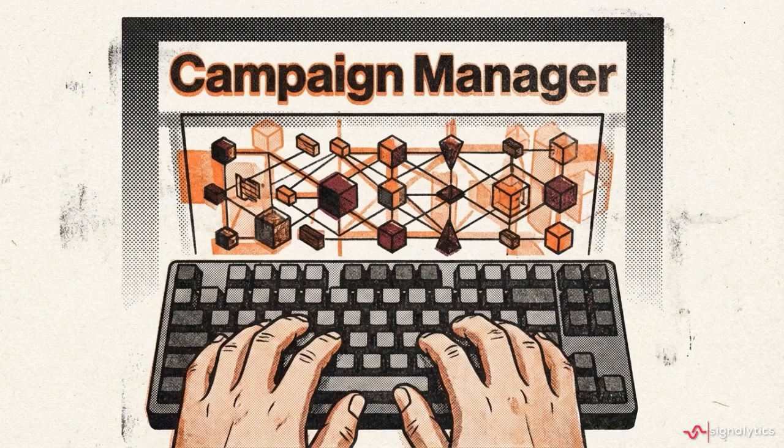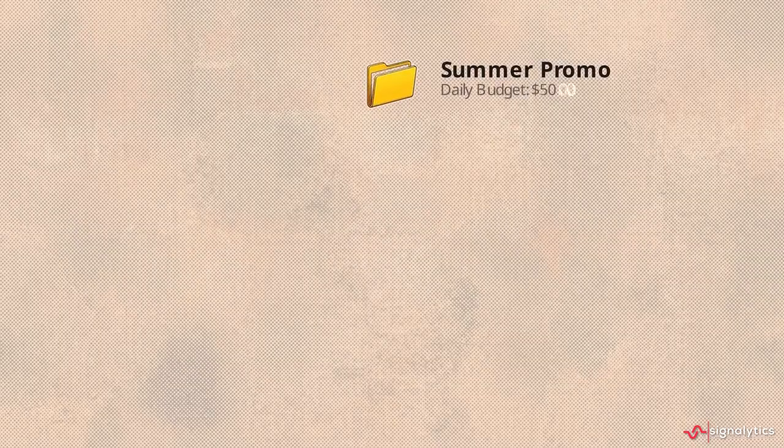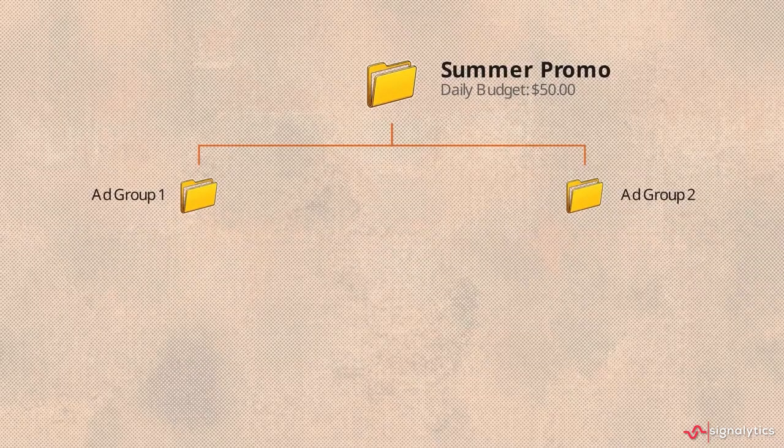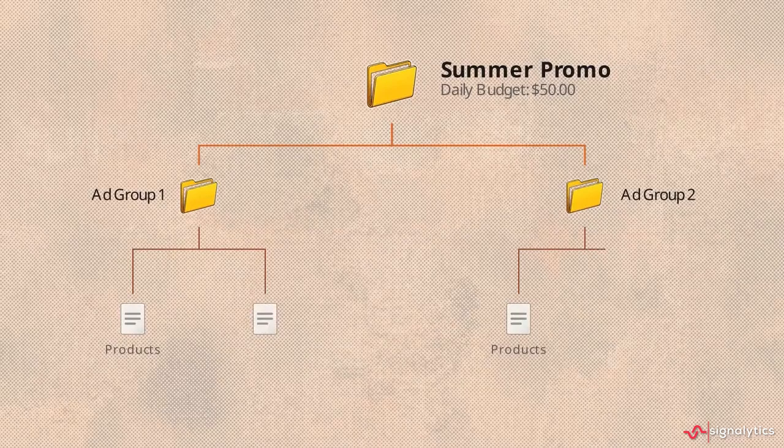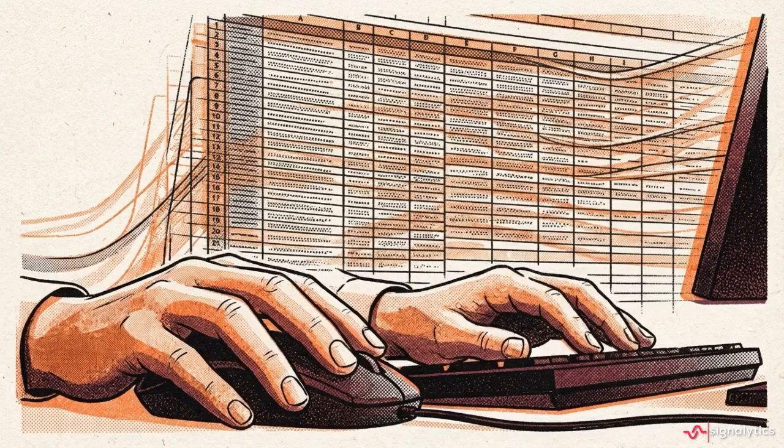Building an Amazon advertising campaign has always been a deliberate, multi-step process. You open the console, name the campaign, set the budget, build the ad groups, select the products, and manually input the keywords. It is a slow sequence of isolated manual inputs.